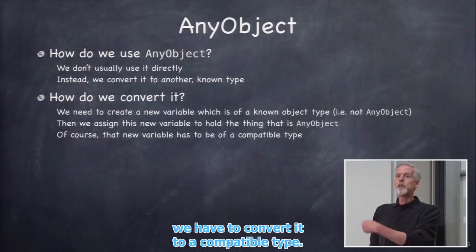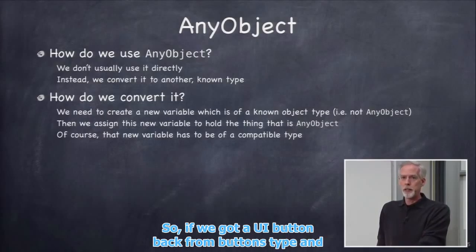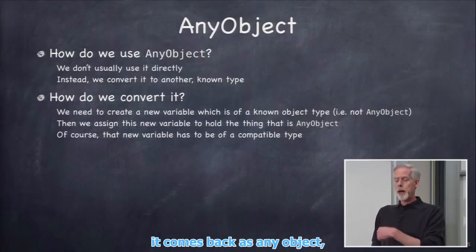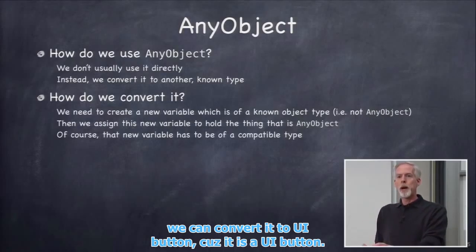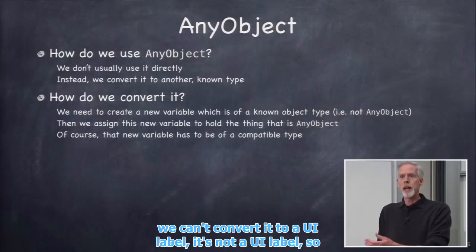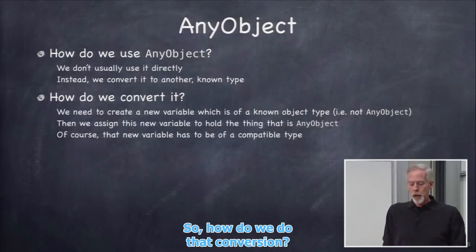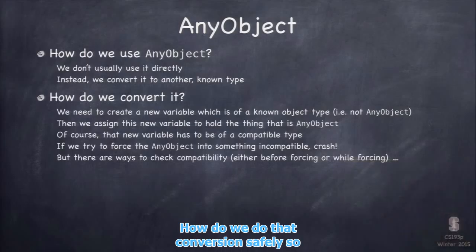Now, of course, we have to convert it to a compatible type. It actually has to be one of those things. So if we got the UI button back from button type and it comes back as any object, we can convert it to UI button because it is a UI button. But we can't convert it to a UI label. It's not a UI label, so that would crash our program. So how do we do that conversion safely so we're not crashing our program all the time?